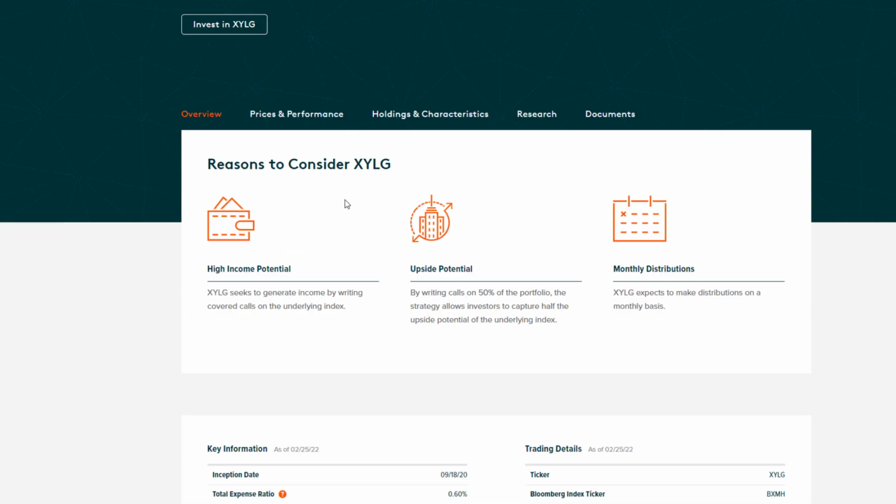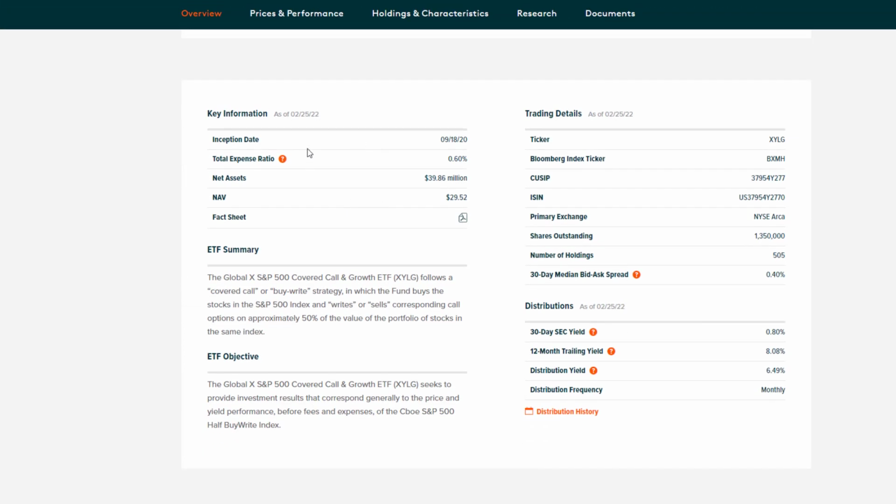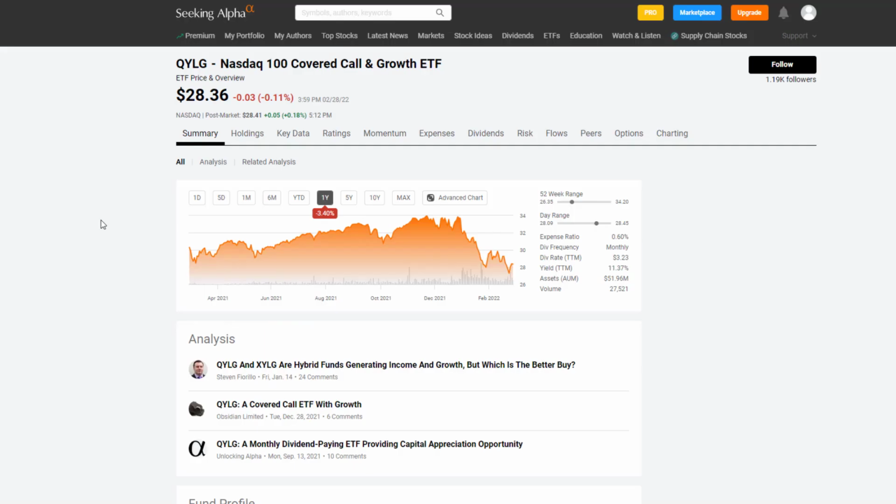Over on XYLG's page, they actually have the same inception date as QYLG. Both of these funds came out at the same time, and we're sitting around 17 months of these funds being active, with the same expense ratios. The 12-month trailing yield for XYLG is stated to be 8%, with the most recent distribution yield of 6.5%.